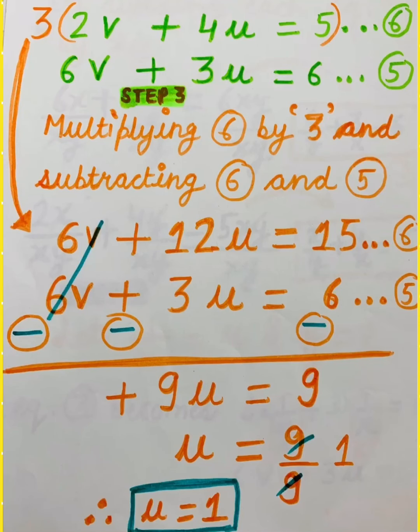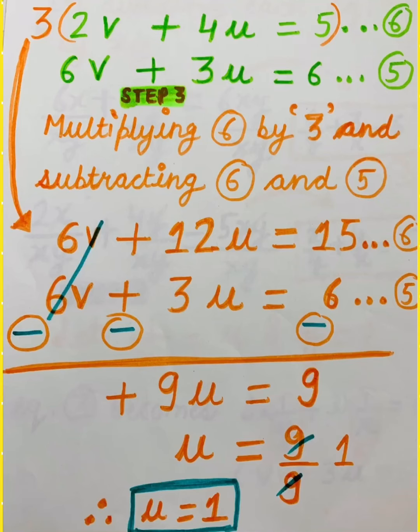So I will write the statement in step 3: multiplying equation 6 by 3 and subtracting the 6th and 5th equations. So when I multiply equation 6 by 3, I will multiply each and every term of equation 6 by 3. So 3 into 2v will become 6v, 3 into 4u will become 12u is equal to 3 into 5 will become 15.